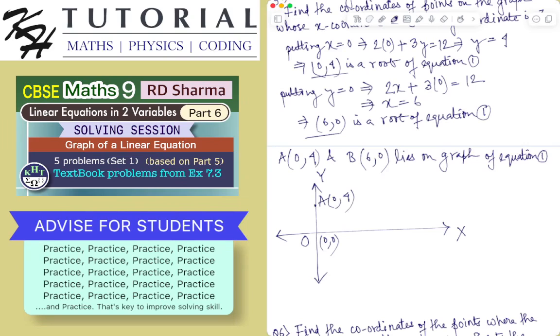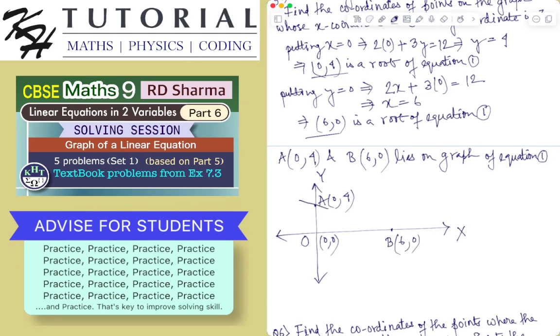Where will the point B lie? The ordinate is 0, that is, the y coordinate is 0, which means it will lie on the x-axis. And the abscissa, the x coordinate, is 6, which means it will lie at a distance of 6 units to the right hand side of the y-axis. So approximately this will be B (6, 0).